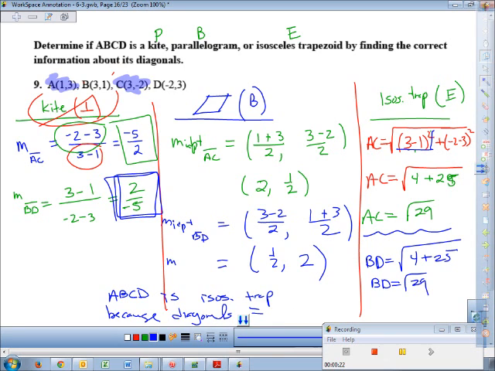That's the worst case scenario because we had to do all of that work, right? We had to try the kite, it didn't work. We had to try the parallelogram, it didn't work. So it meant that this had to work. Do you have to go in this order? No, you don't. If you want to just guess around, like, oh, I'm going to see if it's an isosceles trapezoid first, I don't care what you do. Label it at the top.